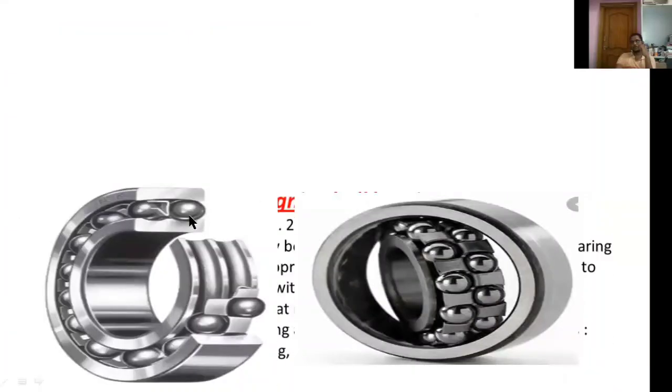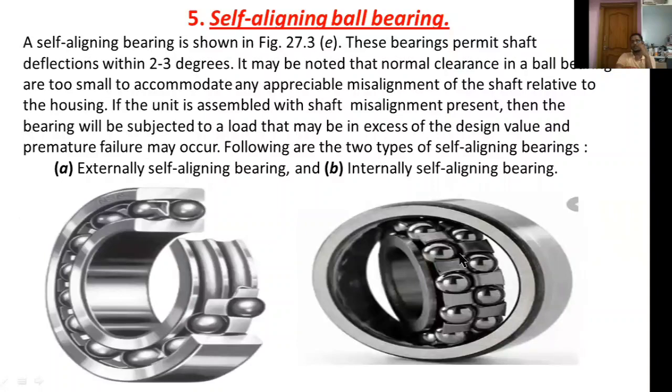Okay, these are the examples for self-aligning ball bearings. A self-aligning ball bearing is shown here. These bearings permit shaft deflections within 2 to 3 degrees. It may be noted that normal clearance in ball bearings is too small to accommodate any appreciable misalignment of the shaft relative to the housing.